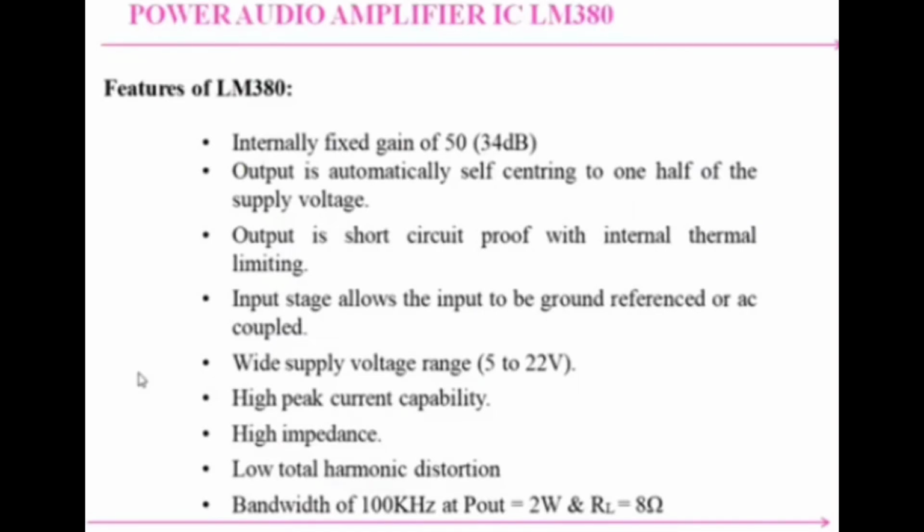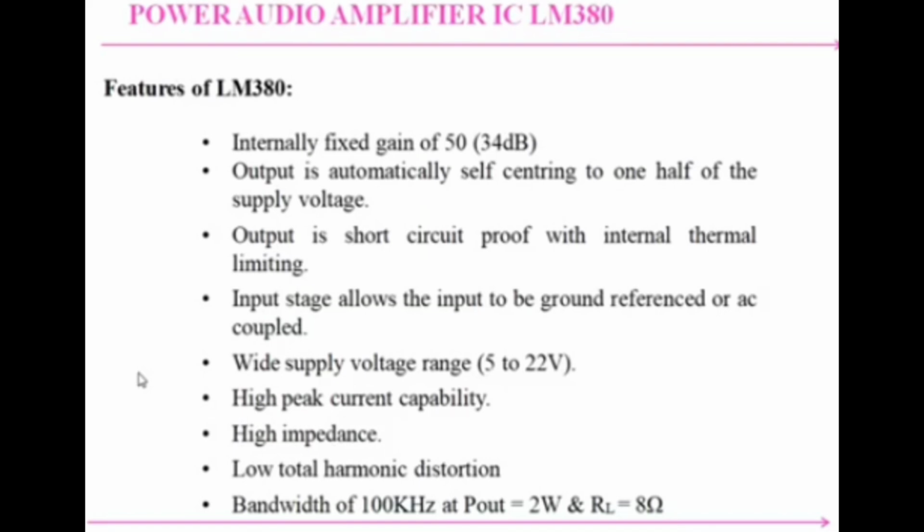Power audio amplifier IC LM380. Features of LM380: internally fixed gain of 50, that is 34 dB. Output is automatically self-centering to one half of the supply voltage. Output is short circuit proof with internal thermal limiting.